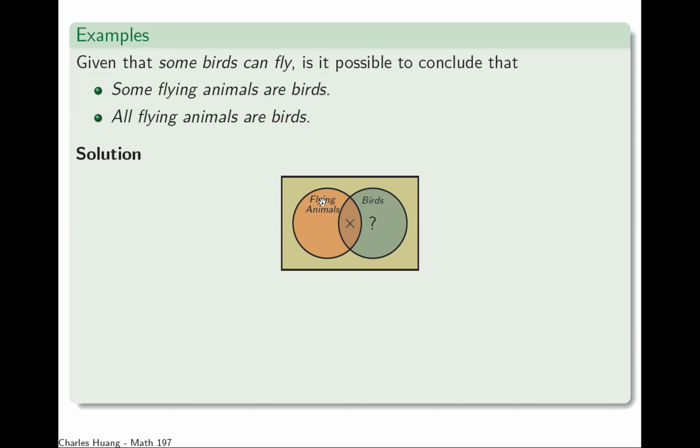Now, you don't have to have the flying animals on the left. You can have birds over here and flying animals on the side. It doesn't really matter. But when I have some birds can fly, that means I have something. I put the X over here, in an overlapping set. I have something that is a flying animal and something that's a bird. So that is exactly the same as some flying animals are birds, right? I have something in the flying animals that is also a bird at the same time.